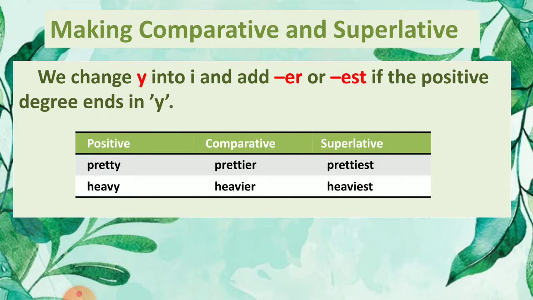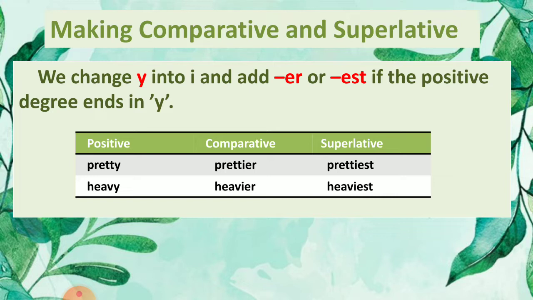We change Y into I and add ER or EST if the positive degree ends with Y. So, if the adjective or the positive degree of adjective ends with Y, pretty and heavy are the two examples. Then we replace Y with I in the comparative and superlative degree and we add ER for comparative and EST for superlative respectively. Look here at the examples: pretty, prettier, prettiest.